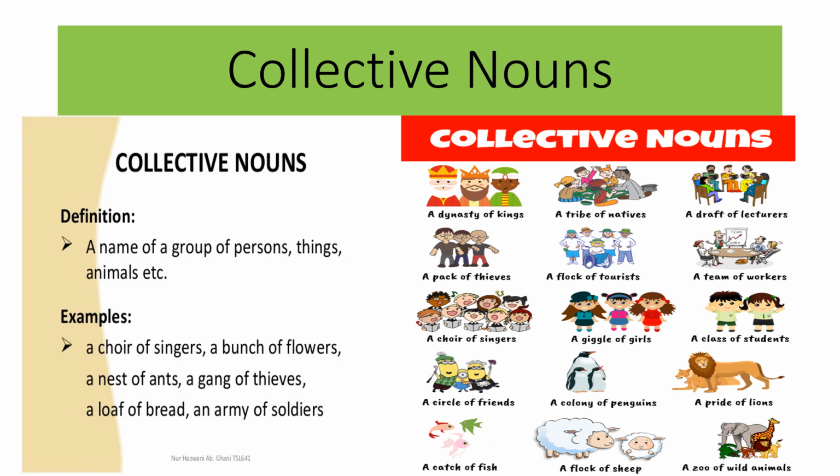More examples if you want to see. A dynasty of kings, a tribe of natives, a draft of lecturers, a pack of thieves, a flock of tourists, a team of workers, a choir of singers, a giggle of girls, a class of students, a circle of friends, a colony of penguins, a pride of lions, a catch of fish, a flock of sheep, a zoo of wild animals. Hope you all understood what collective nouns are, children.